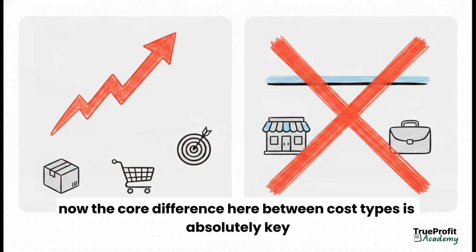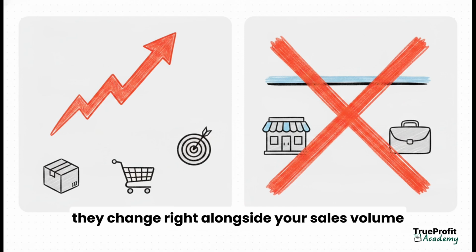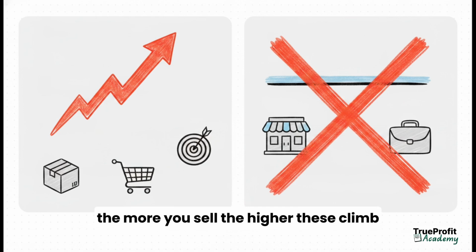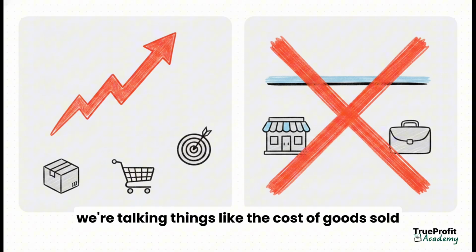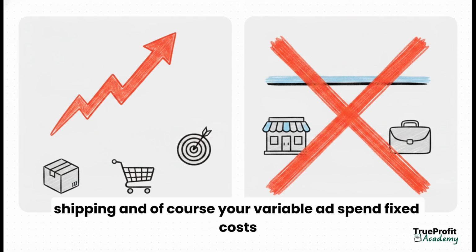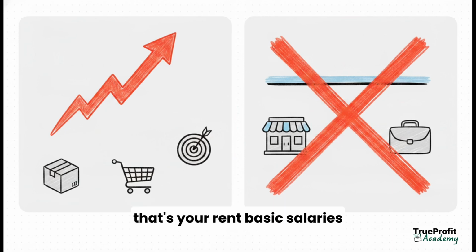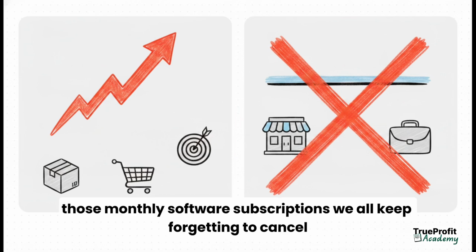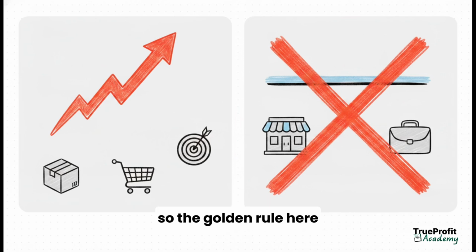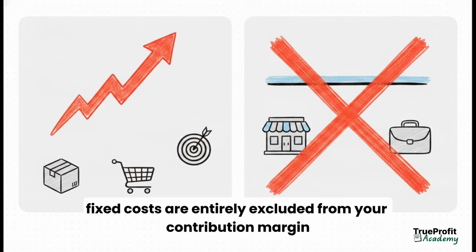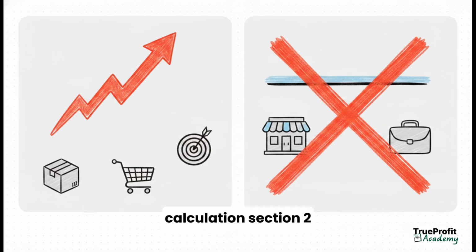Now, the core difference here between cost types is absolutely key. Variable costs, well, they change right alongside your sales volume. The more you sell, the higher these climb. We're talking things like the cost of goods sold, shipping, and of course, your variable ad spend. Fixed costs, on the other hand, they stay exactly the same whether you sell 10 items or 10,000. That's your rent, basic salaries, insurance, and yeah, those monthly software subscriptions we keep forgetting to cancel. So the golden rule here? Fixed costs are entirely excluded from your contribution margin calculation.